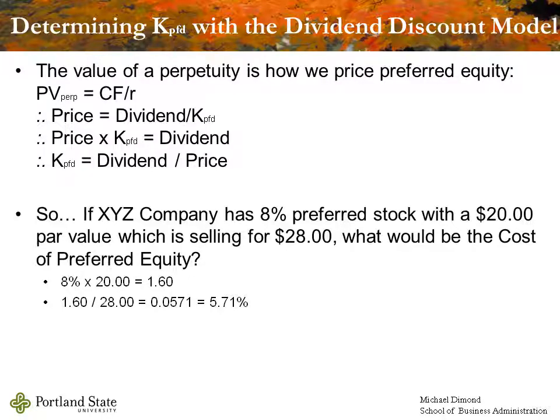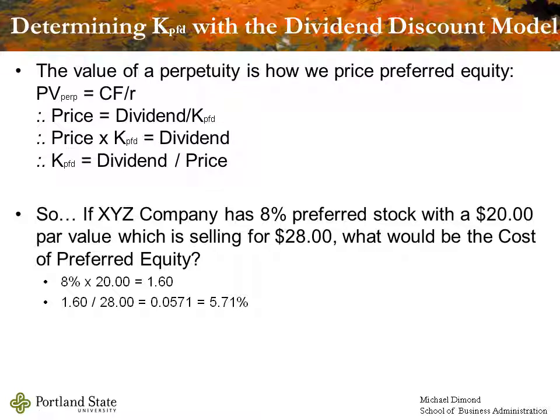Determining the cost of preferred equity with the dividend discount model is pretty straightforward. If we're looking at the present value of a perpetuity, or the price of a share of preferred stock, being the dividend divided by the required rate of return, we can rearrange that easily enough to identify that the cost of preferred equity, or the required rate of return, is going to be simply the dividend divided by the price.